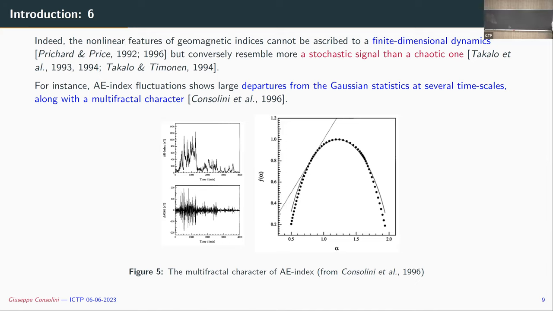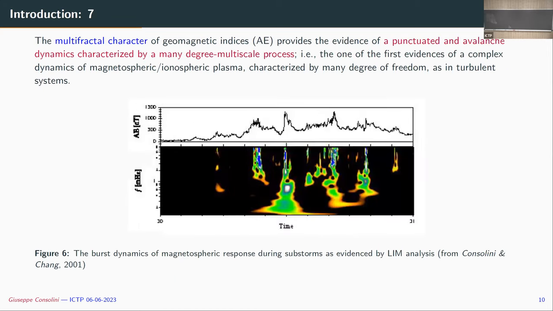This is in detail the I index. This is the time derivative of the I index. You can construct a measure and then you can study how the release of energy in aurora during substorms is distributed. And you can find that this measure is a multifractal measure, which means that you have a huge amount of singularities essentially in the system. So this behavior has a singular character in some sense.